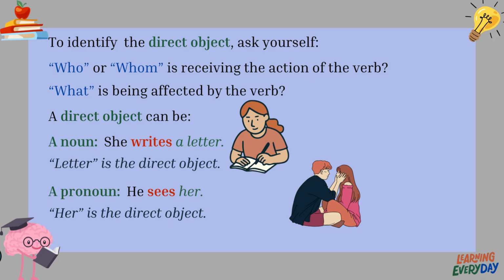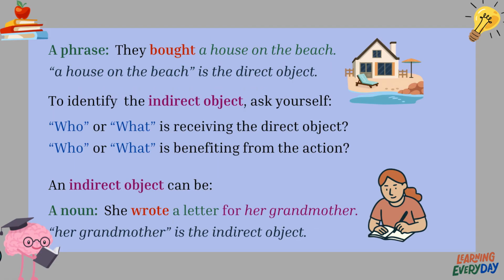A pronoun, for example, he sees her. The object pronoun her is the direct object. A phrase: they bought a house on the beach. A house on the beach is the direct object. The entire phrase receives the action of the verb bought, past tense.